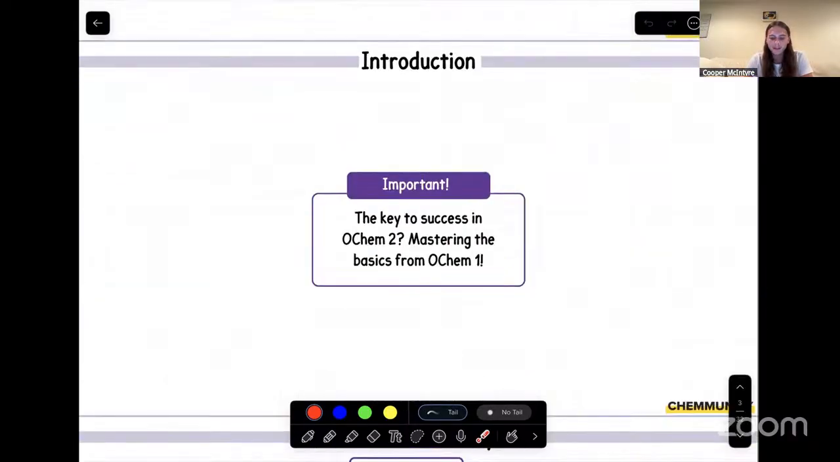As we keep going, if you do have any questions, please feel free to put them into the chat and I'll take a look when I can. Before we go over stereochemistry, one thing I want to mention is that the key to mastering organic chemistry 2 is making sure you have a solid foundation of those topics from OChem 1. I know you've probably heard that organic chemistry 2 is a lot harder than organic chemistry 1, but honestly, organic chemistry 2 is just applying everything you learned in OChem 1. You're not necessarily learning anything new. You're just doing a deeper dive into the material.